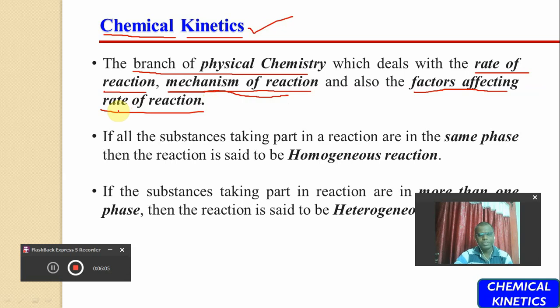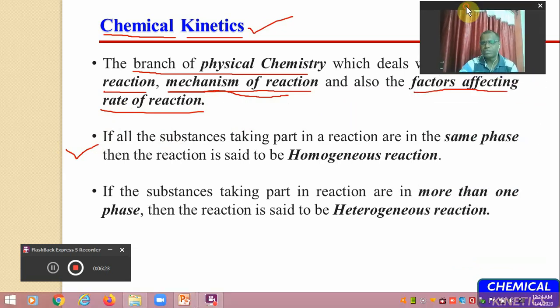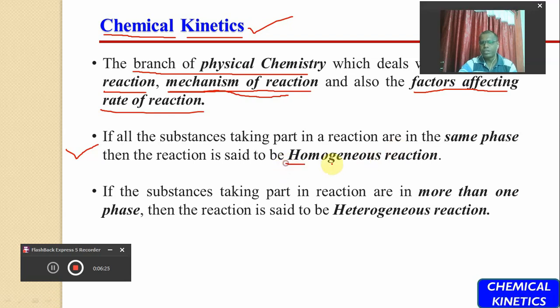Dear friends, chemical reactions can be classified into various types based upon different criteria. If we consider the physical condition of the substances taking part in the chemical reaction, then the reaction can be classified as homogeneous and heterogeneous reaction.